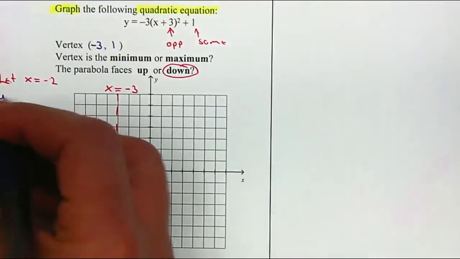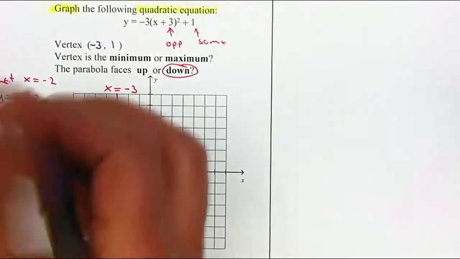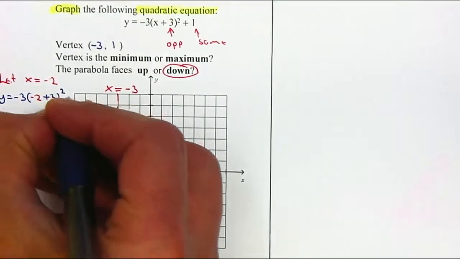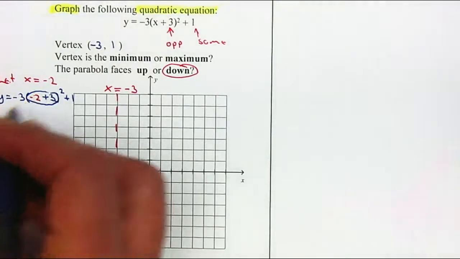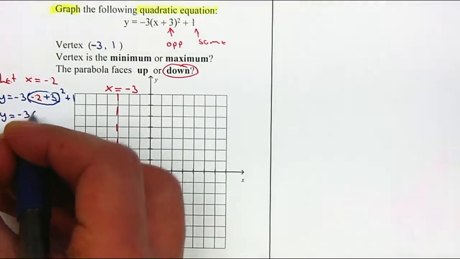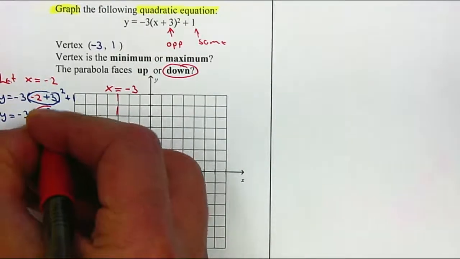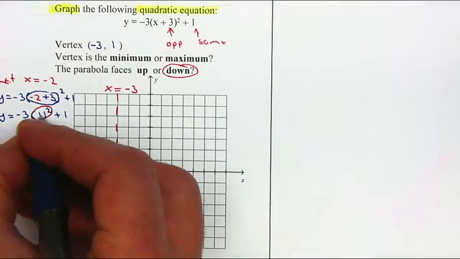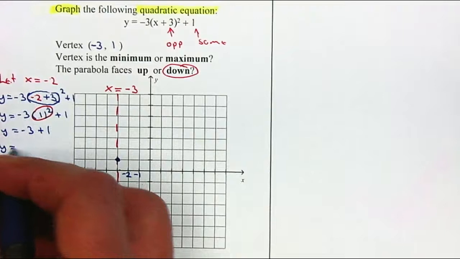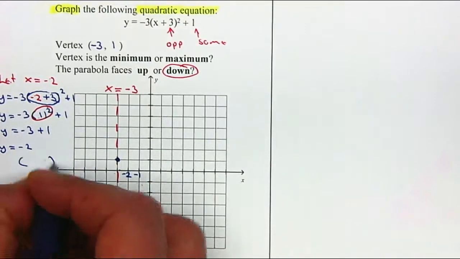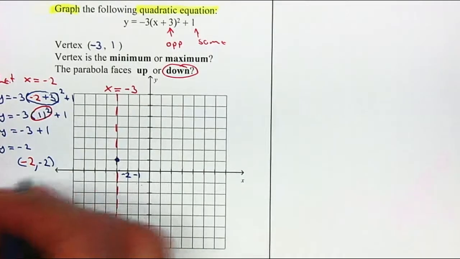We have y is equal to -3. Instead of the x, I'm plugging in -2 plus 3 squared plus 1. I'm going to simplify first what's inside the parentheses. So y is equal to -3. That gives me 1 squared plus 1. Remember to square first before you multiply. 1 squared is 1 times -3 will give me -3 plus 1. y is equal to -2. Therefore, if my x value is -2, my corresponding y value is also -2.